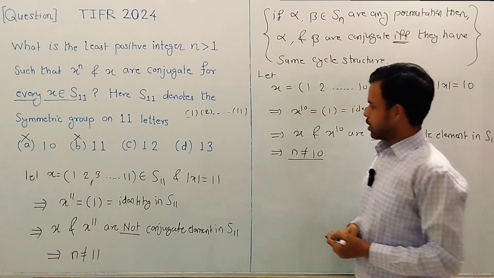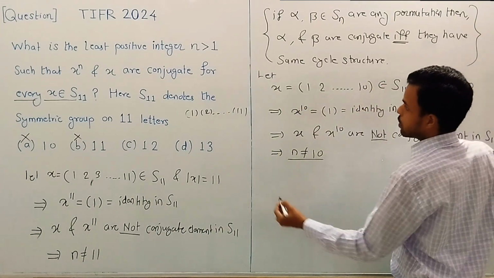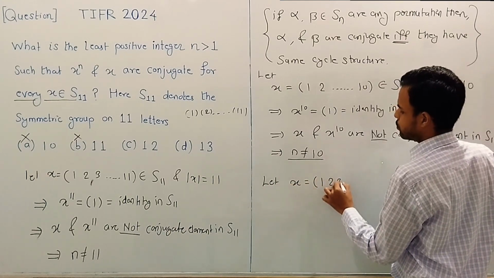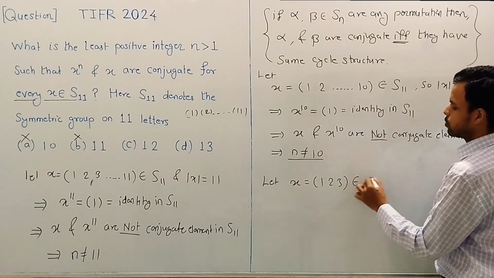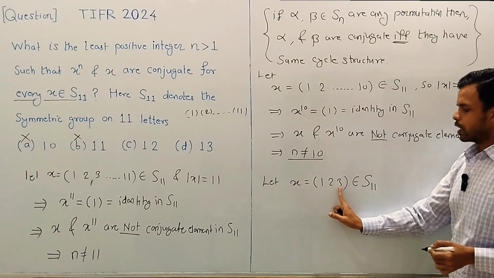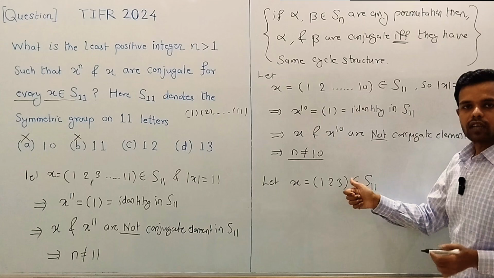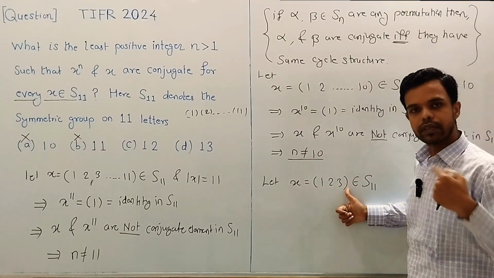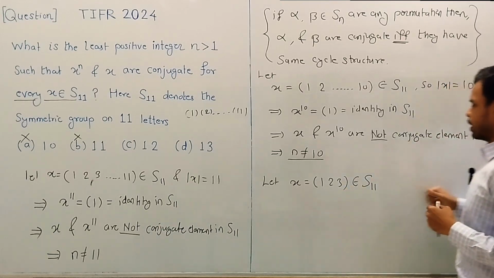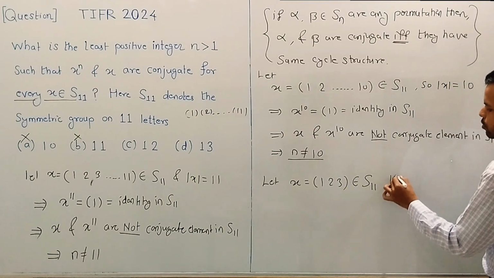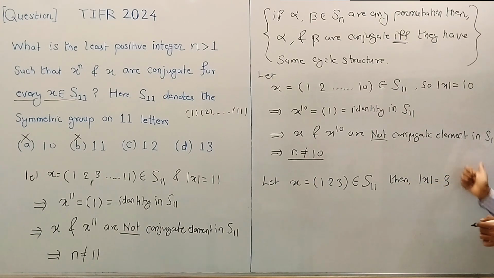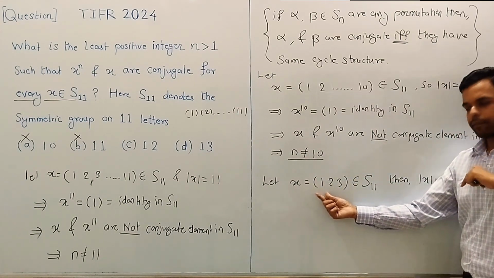Now let x be a 3 cycle (1 2 3) belonging to S11. Here 1 maps to 2, 2 maps to 3 and 3 maps to 1, and the rest of the symbols map to themselves, that is, 4 maps to itself, 5 maps to itself, and so on up to 11 maps to itself. Then clearly the order of x is 3, because a k-cycle has order k.